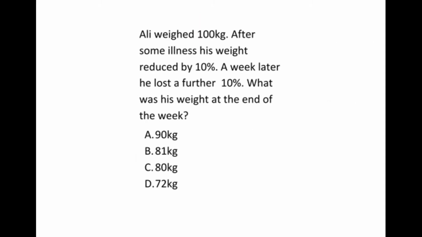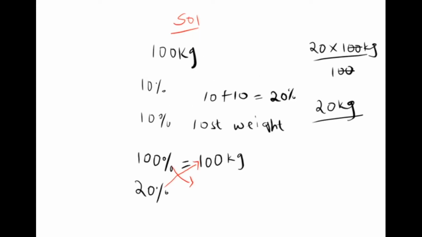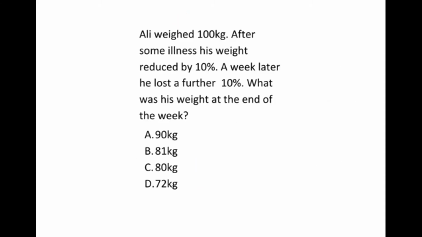Then the question asks us, what was his weight at the end of the week? His weight was initially 100 kilogram. Therefore, we take 100, we subtract 20 kilogram, which were lost. Therefore, we shall have 100 minus 20. This will give us 80 kilogram. Therefore, our correct choice is C, which is 80 kilogram.